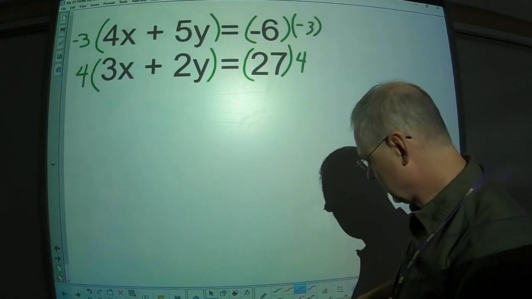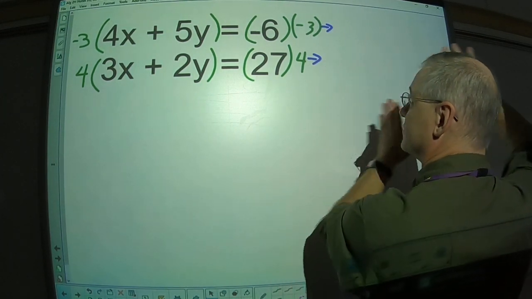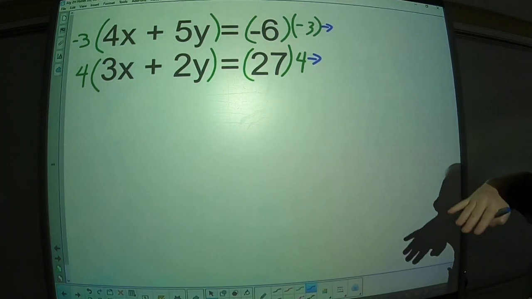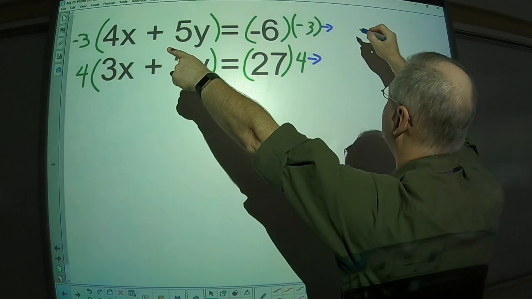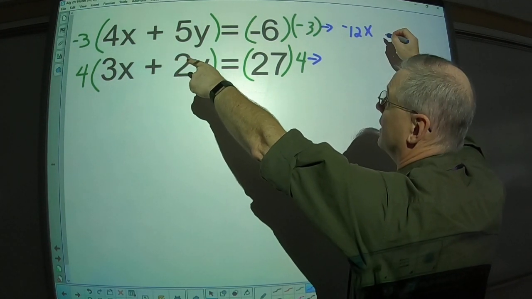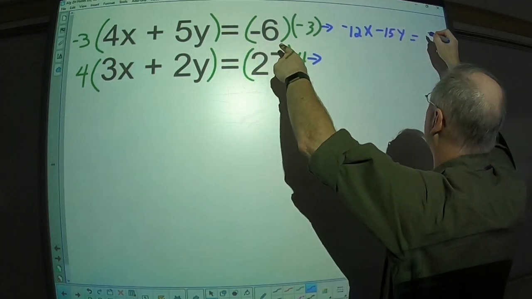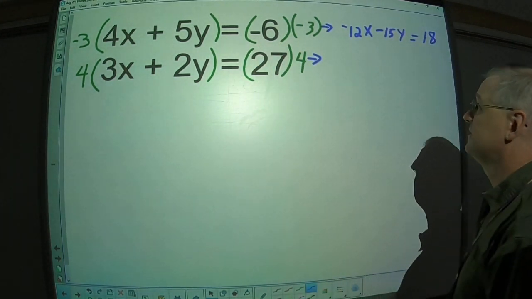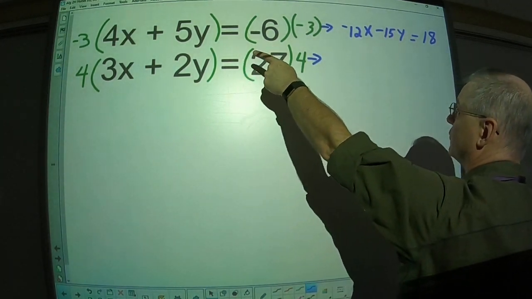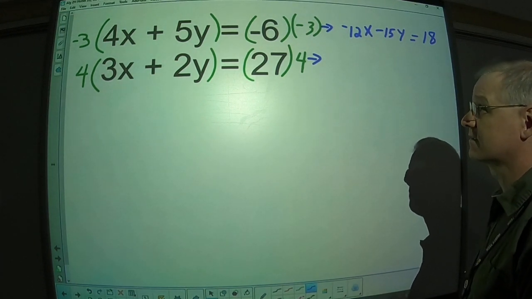So now what I'm going to do here is I'm just going to transfer this to the side so that I can see it easier to work with. So -12x, -15y equals +18. So I distributed the -3 to each. -3 times 4x, -3 times 5y, and -3 times -6.